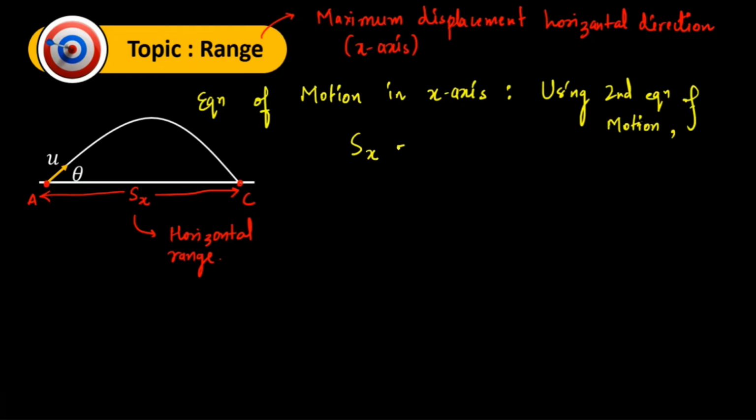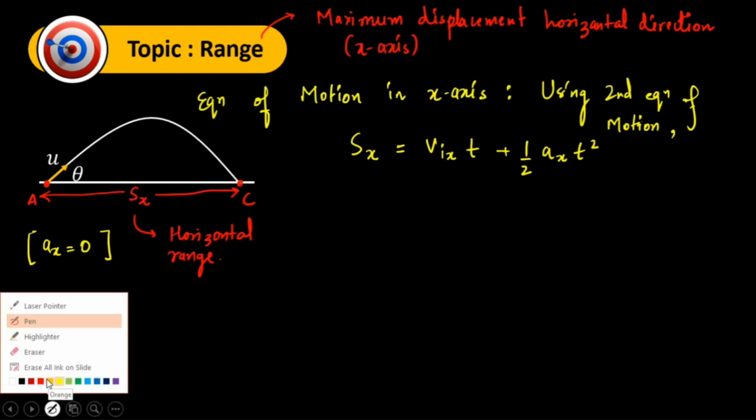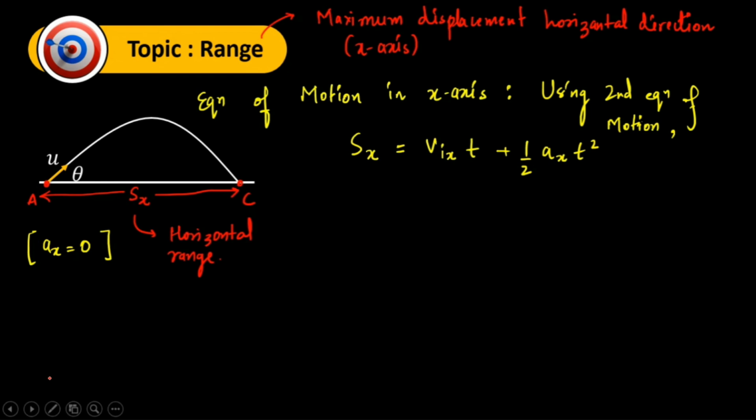Sx can be written as v initial in x-axis into time plus half of acceleration in x-axis into time square. As we already know, acceleration in x-axis is always zero because the particle never moves in x-axis on its own. You have to push it a little in order to move it in x-axis. So we just ignore it. The x-axis acceleration is going to be zero.